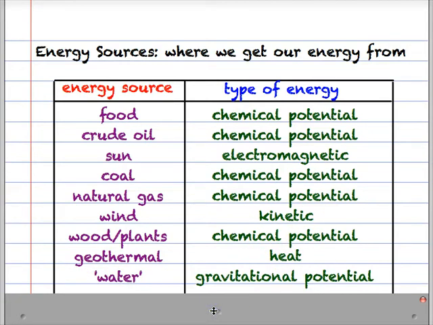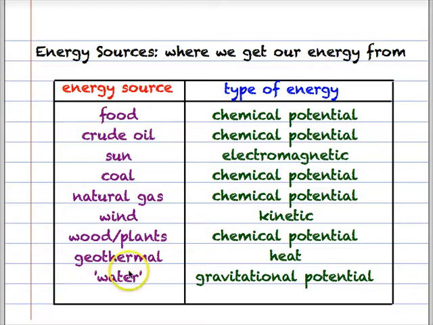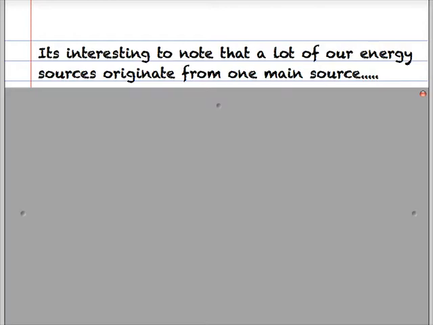And water. Water, when it's elevated above the ground, high up in a mountain lake, if it's allowed to flow down, then the gravitational potential energy that the water had can easily be converted into moving energy. So these are some of the energy sources we have available to us, and these are the types of energy that these energy sources have. Now it's interesting to note that most of our energy sources actually originate from one main source, and that main source is the sun.